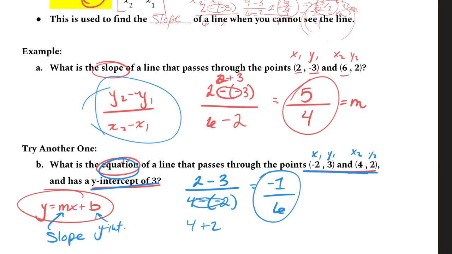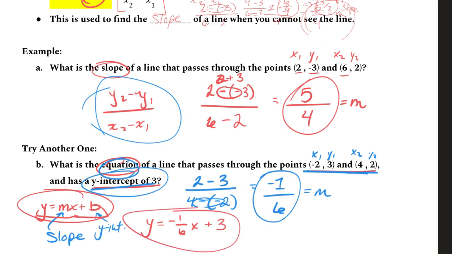That is our slope, so m equals negative 1 over 6. Our y-intercept we don't have to do anything to find, it's already right there for us. So let's write the equation. It's going to be y equals negative 1 over 6 x, because negative 1 over 6 is our slope. So y equals mx, we got that, plus b, so plus 3, and there's our equation.